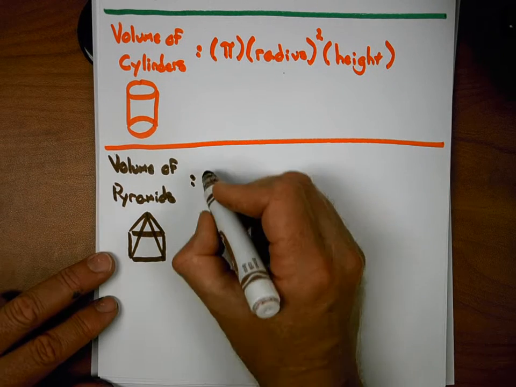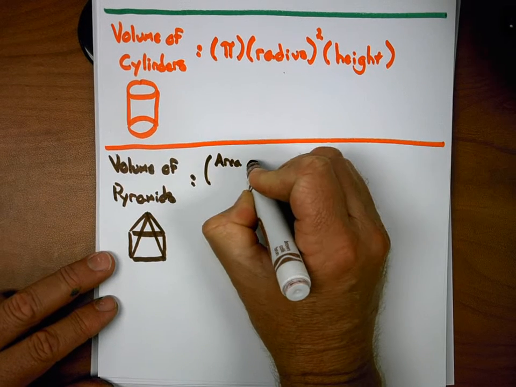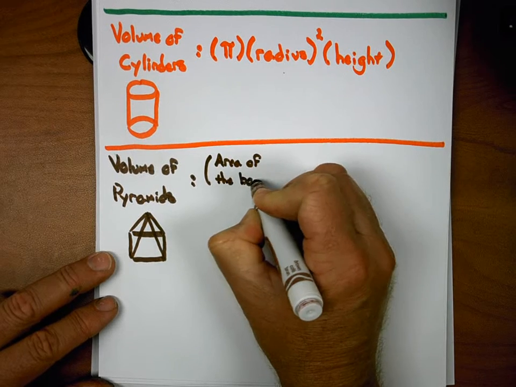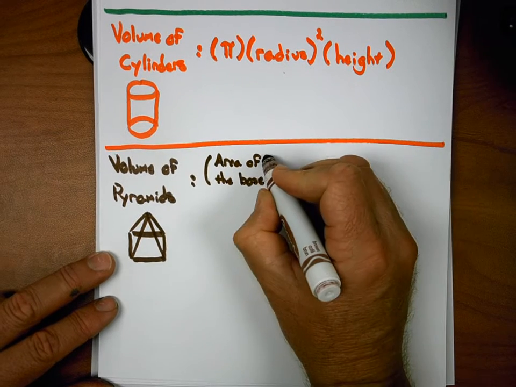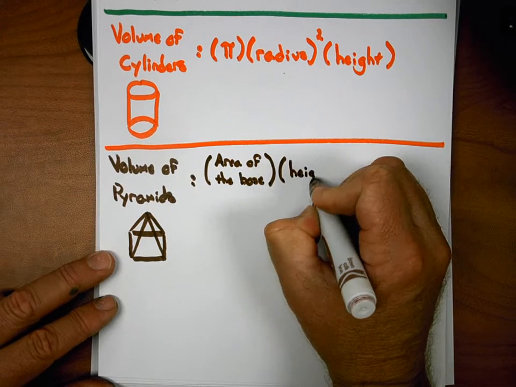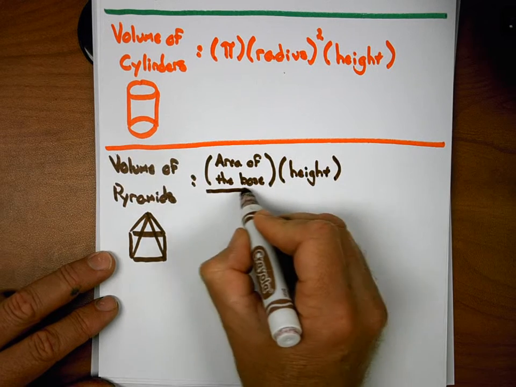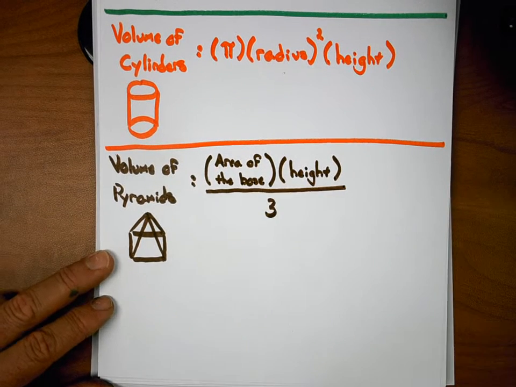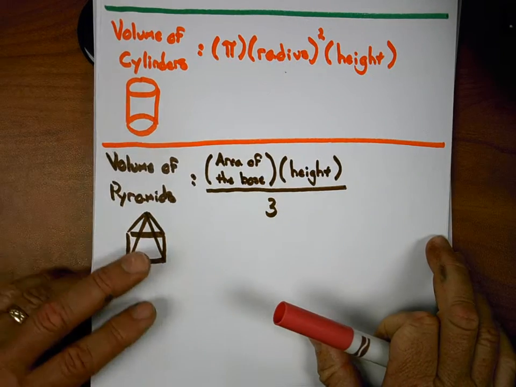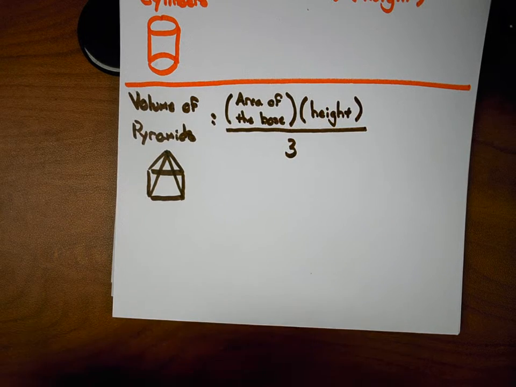To find the volume of a pyramid, this is what you do. You find the area of the base, and a pyramid is only going to have one base. It's going to be the bottom. You find the area of the base. You multiply that by the height of the pyramid, and then you divide everything by 3. So area of the base times the height divided by 3. That's how you find volume of a pyramid.